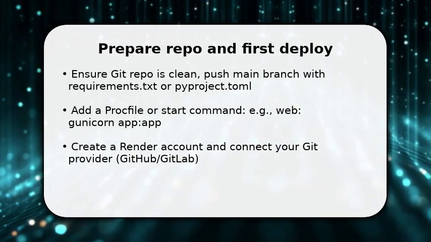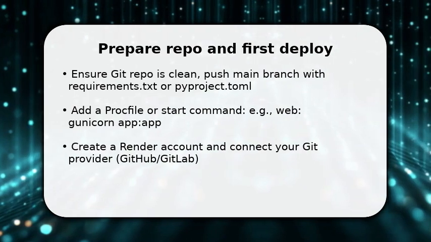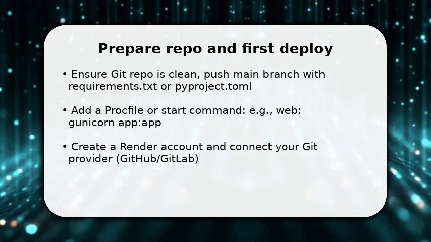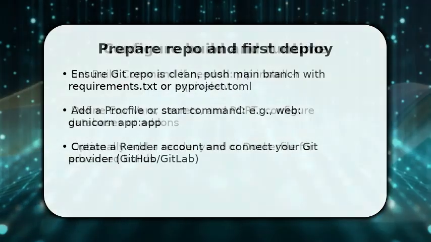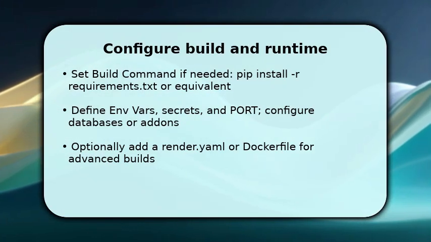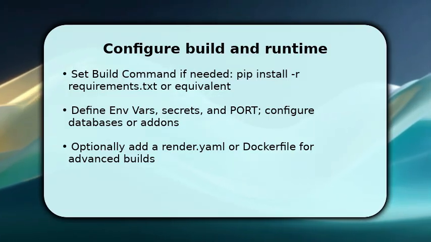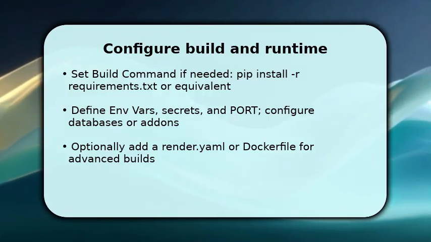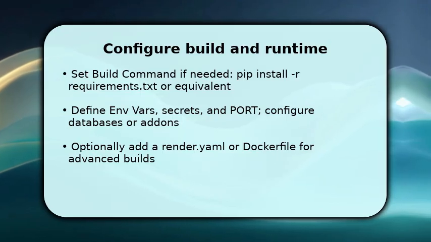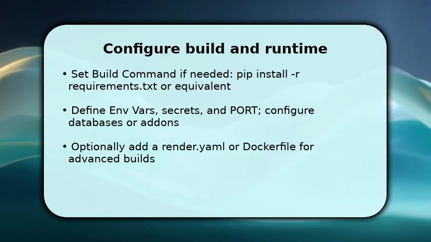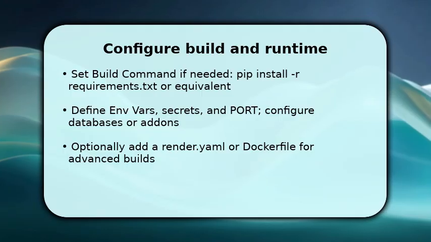Next, you configure how Render should build and run your app. Set the build command, typically pip install -r requirements.txt, and the start command if a Procfile isn't used. Add environment variables and secret keys in Render's dashboard. Include database URL or API keys so your app can connect to services. If using Django, make sure static files and collectstatic are handled.